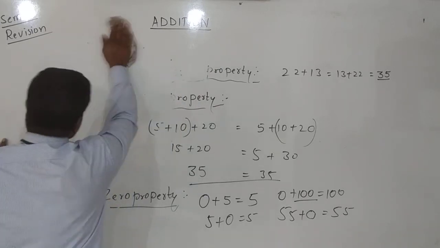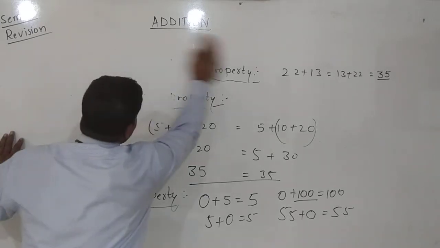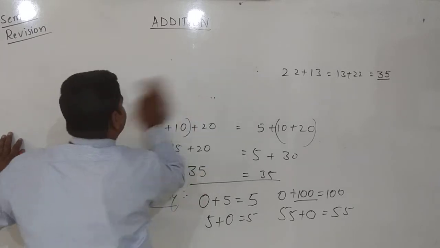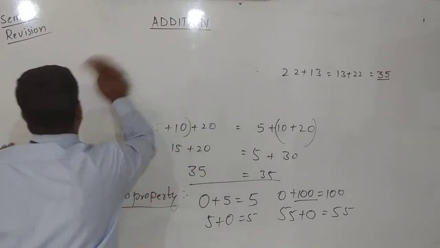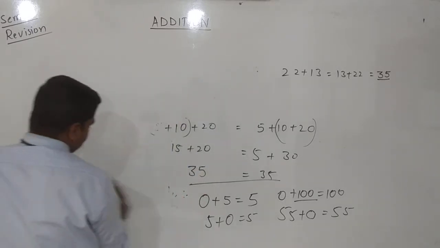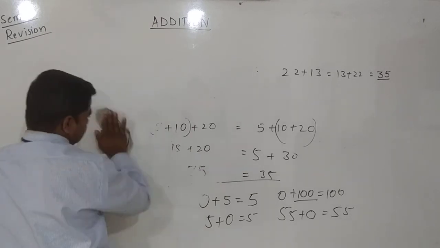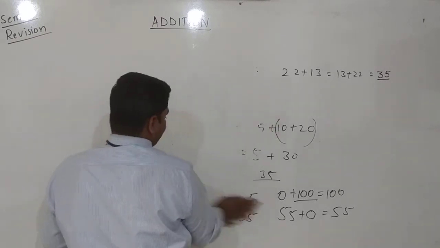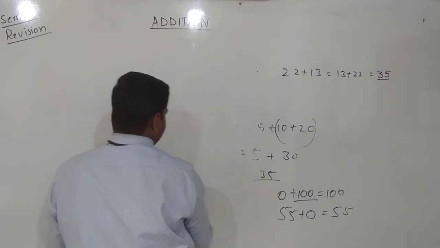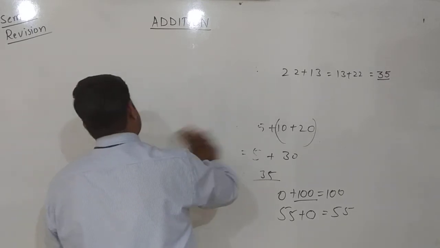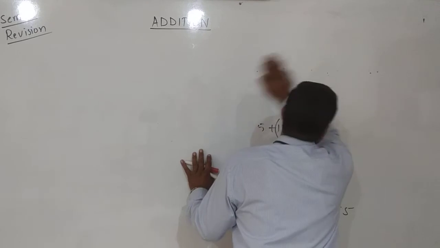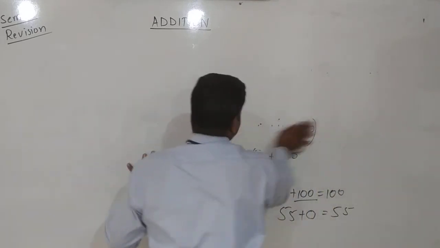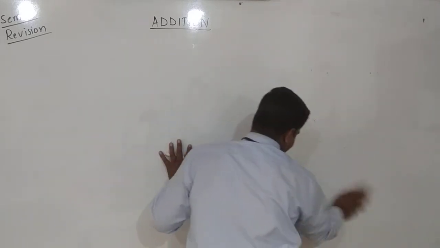The order of the addends does not matter. The sum does not depend on the order of the addends. And for grouping also, we can add first any two numbers. We can make a group of any two numbers, then we can add the third number. We will get the same sum.